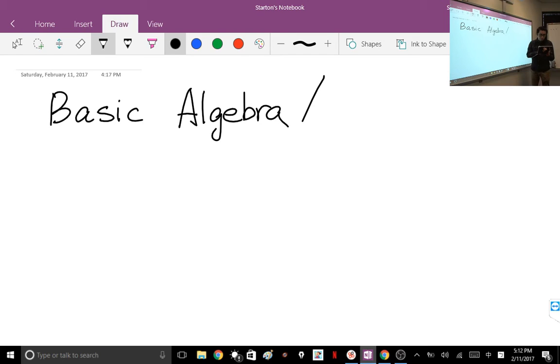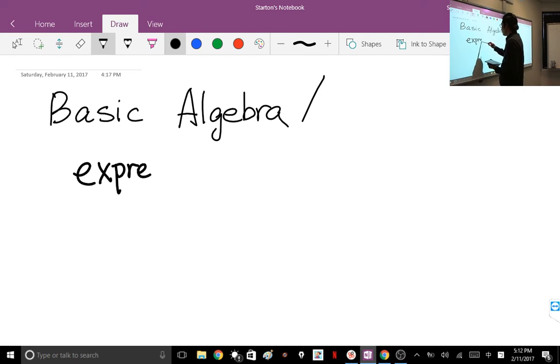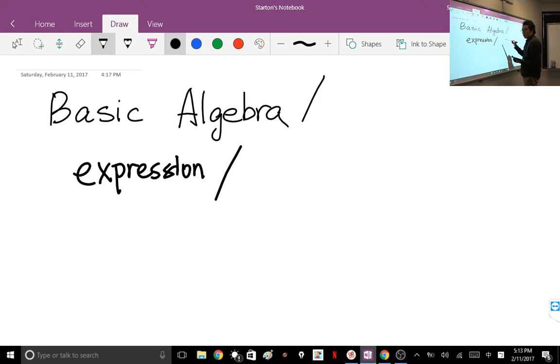First, let's think about what are the expressions, and what is equations?